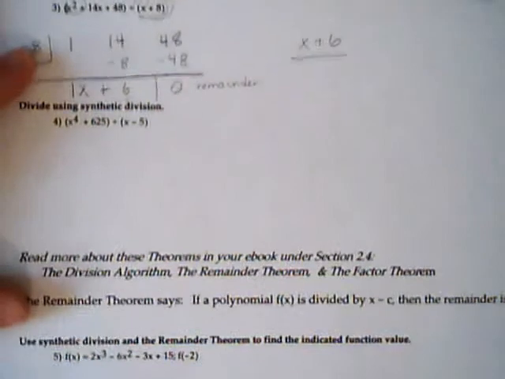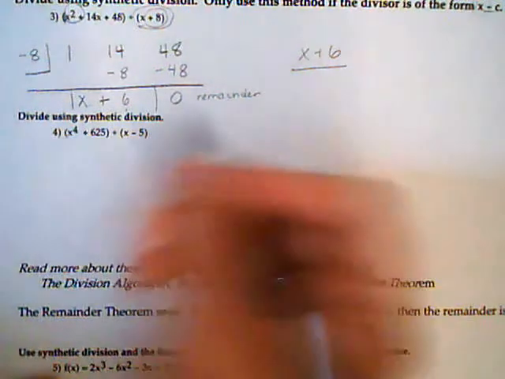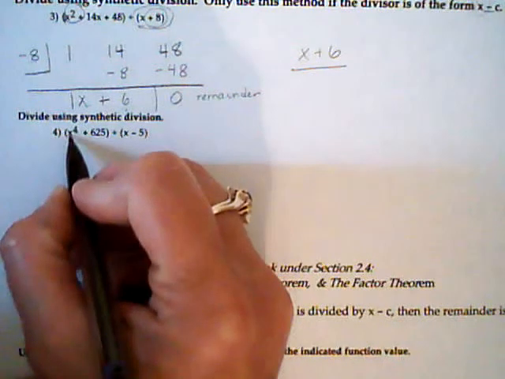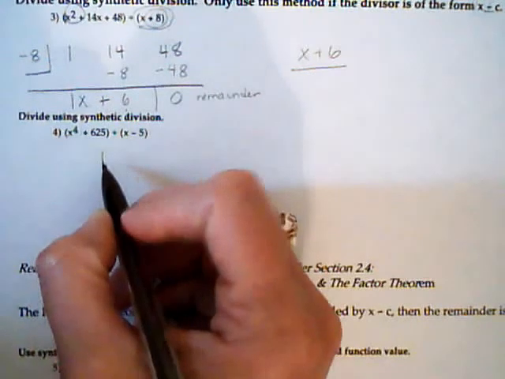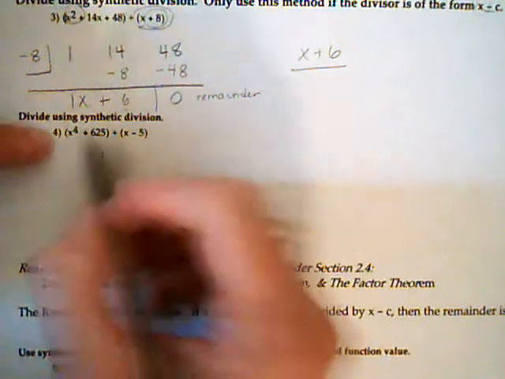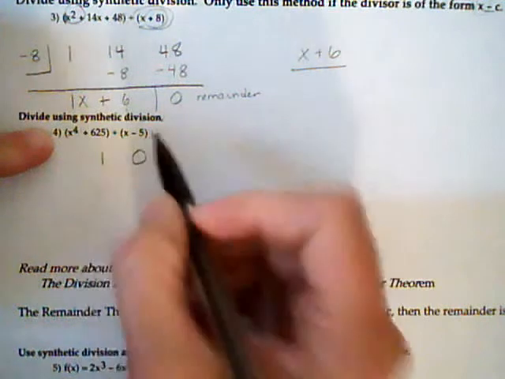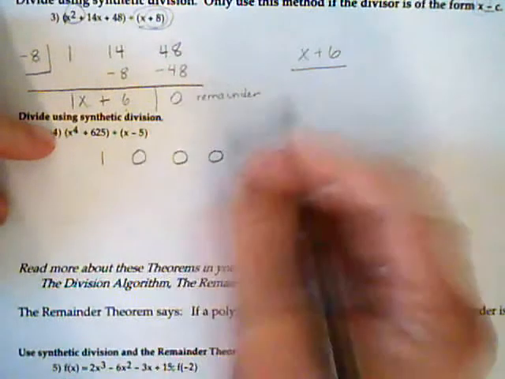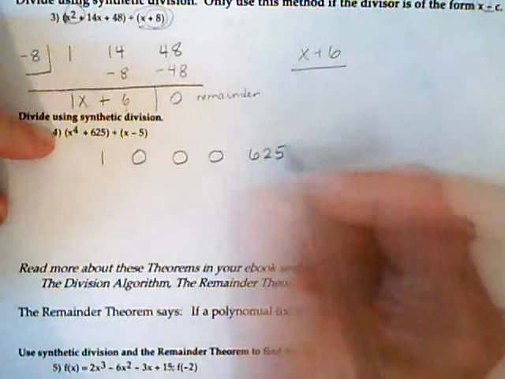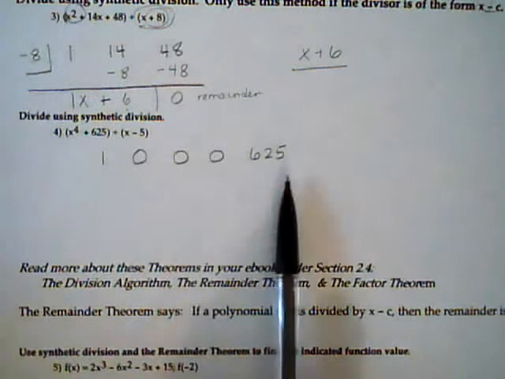Okay, let's look at number 4. Using synthetic division, we have x to the 4th plus 625 divided by x minus 5. When I list my coefficients, I have a 1 for x to the 4th. With all of your division problems, you can't skip a degree. So that means because I don't have an x cubed term, I have to put a 0 for that. So I'm putting a 0 for x cubed, a 0 for x squared, a 0 for x, and then my constant. So whatever your highest degree is, you have to have a place for every degree less than that.